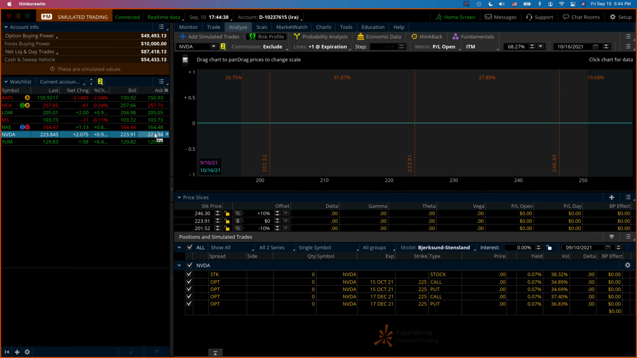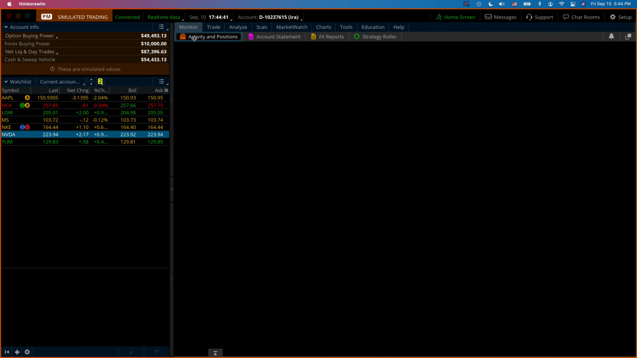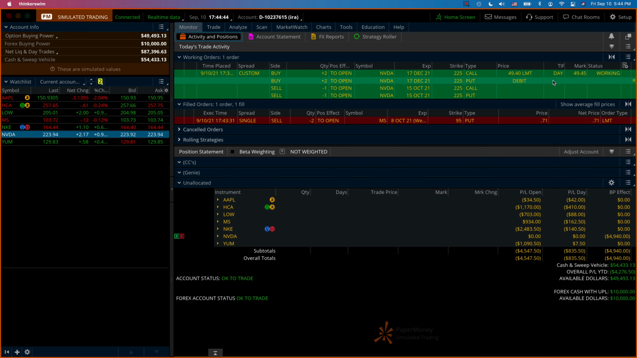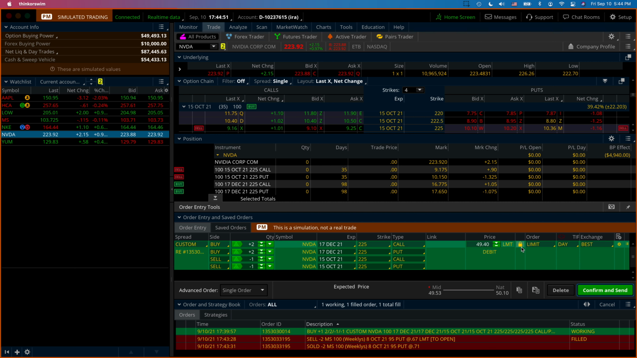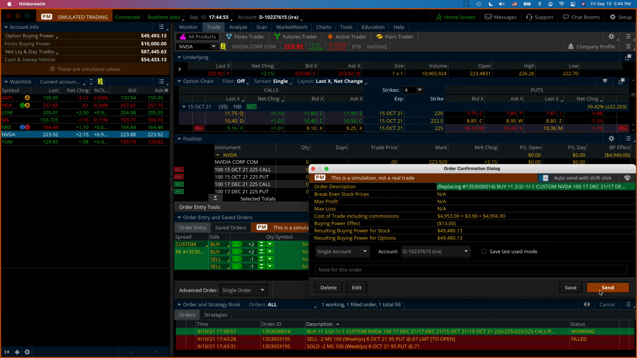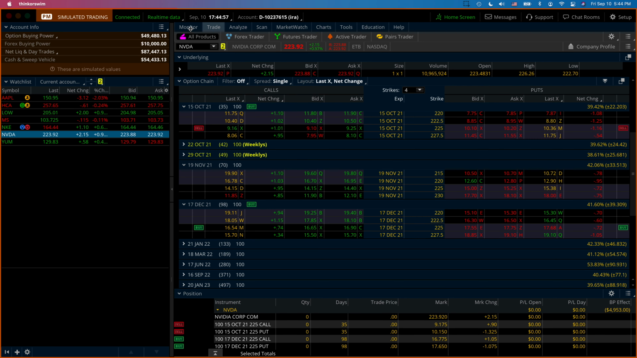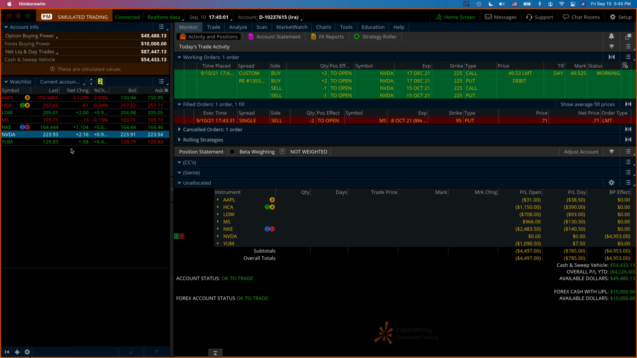Let's look at Nvidia. It's still waiting for that trade. Let's modify the entry price. Yeah, it's a little higher, so cancel, replace, unlock it, and lock again, so that this is the mid price. Confirm and send, and keep on changing until it gets filled. For the rest of the day, we'll keep on doing that.